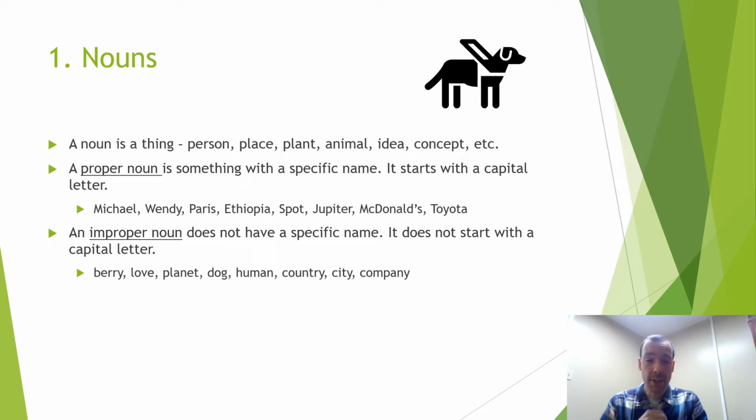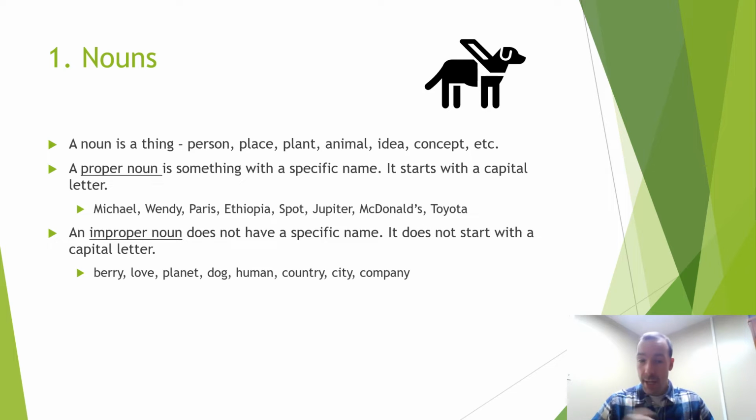The first one we want to look at is nouns. Noun is the most basic and familiar part of speech. It's just referring to a thing. A noun can be a person, it can be a place, it could be a plant, an animal. Some nouns are really abstract. They're ideas or concepts like love or peace.